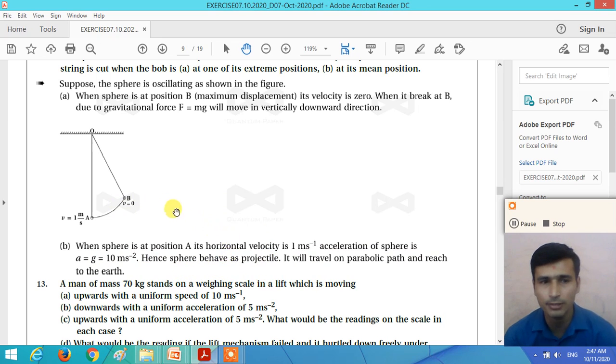So when the string is cut at the extreme position, the trajectory of the bob is in the downward direction, and when the string is cut at the mean position, or we can say the lowest position, the path of the sphere is a projectile motion, or we can say a parabola.